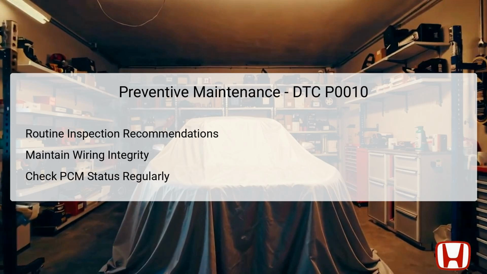Preventive maintenance is crucial for the longevity of the variable valve timing control system and to avoid future occurrences of DTC P0010. Technicians should recommend routine inspections of the VTC oil control solenoid and its related components, ensuring that any worn-out parts are addressed promptly. Regular checks of the wiring condition are also essential, as frays or other damage can lead to voltage drops or short circuits that may disrupt the entire system's performance.